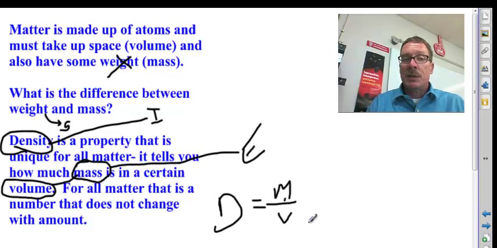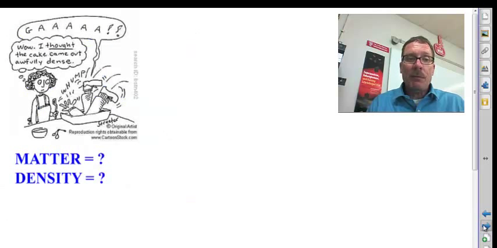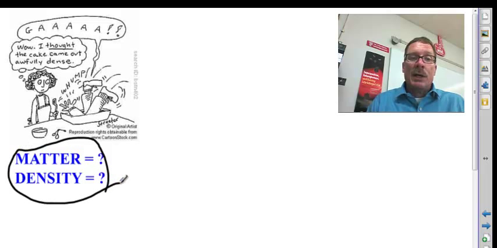One of the key points, though, is density is a unique property that can tell you and help identify the substance that you're working with. Just for your understanding, other intensive properties include things like color. Okay? Now, this just goes back to the point of saying what is matter. Matter is anything that has mass and volume. Density is the ratio of that mass to volume.